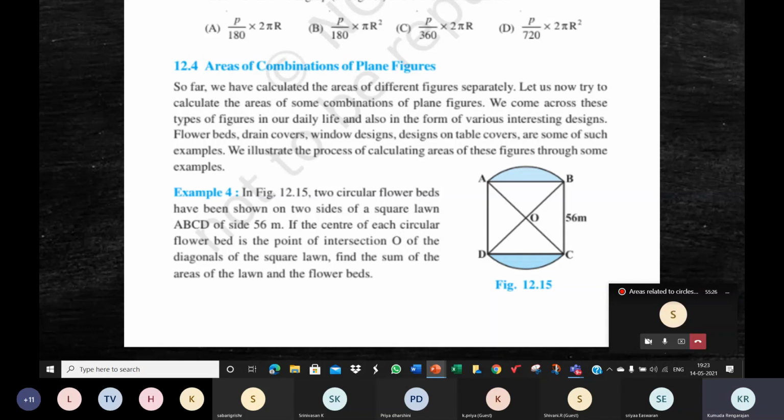Is AO half of AC? Yes, ma'am. Is AO half of BD? Yes, ma'am. Why? Ma'am, because diagonals are equal in a square. Because diagonals are equal, AC is equal to BD. So AO is half of AC, which also means AO is half of BD.